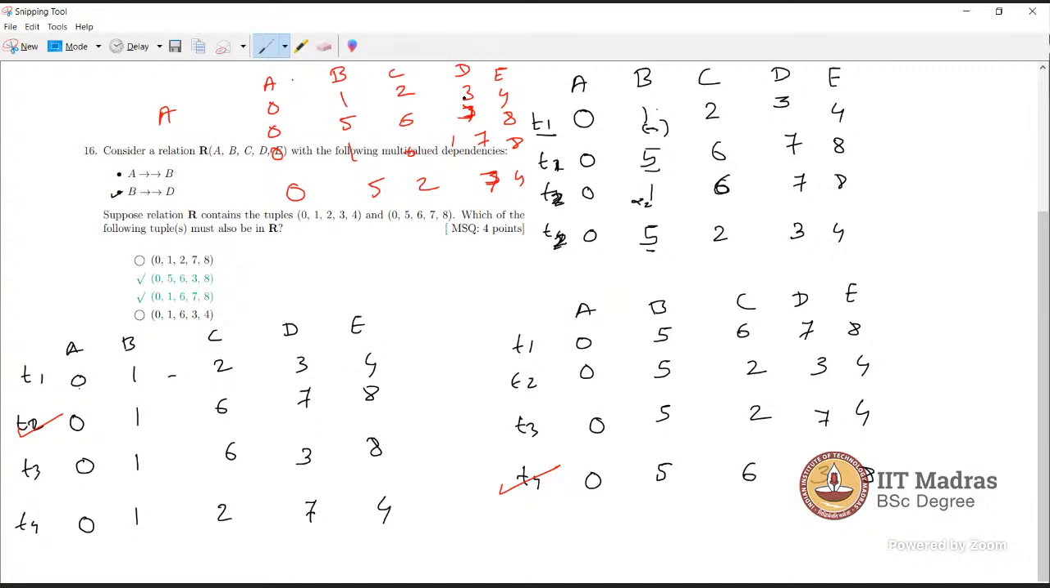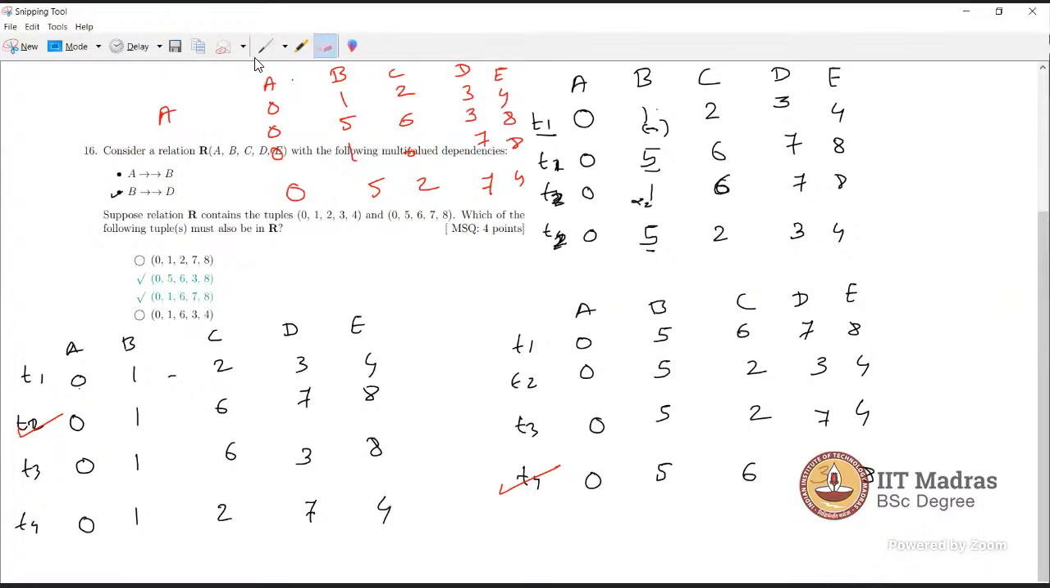Is this the table you are getting? These 4 tuples? Yes, sir. So here it is, my MVD. So 5 must be 3 or here 7. 7, 3 also can be possible, right? 5, 3, 5, 7 both are covered. 1, 3, 1, 7 both are covered. So these are the possible combinations.